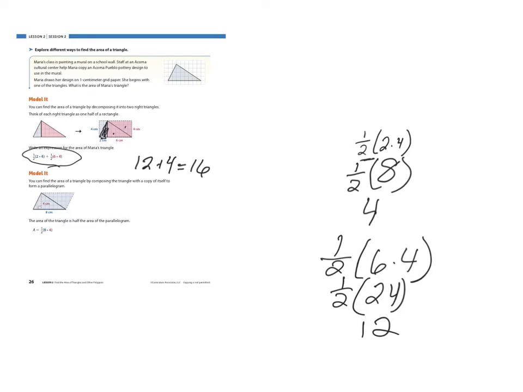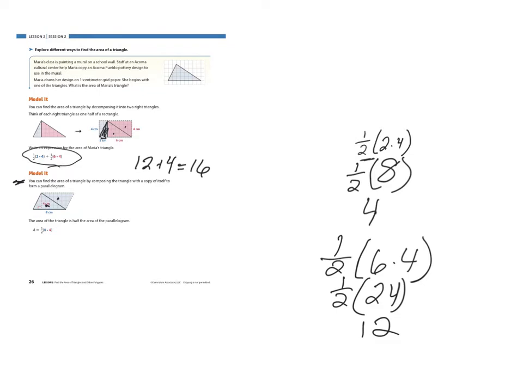You can find the area of a triangle by composing the triangle with a copy of itself to form a parallelogram. So composing it means to build. So you could duplicate the triangle that's on the page, make another one, and make the parallelogram.